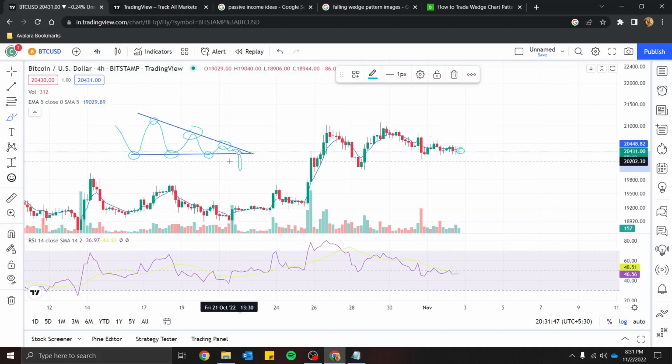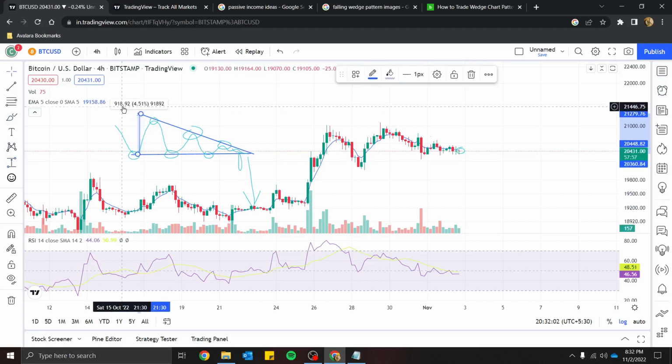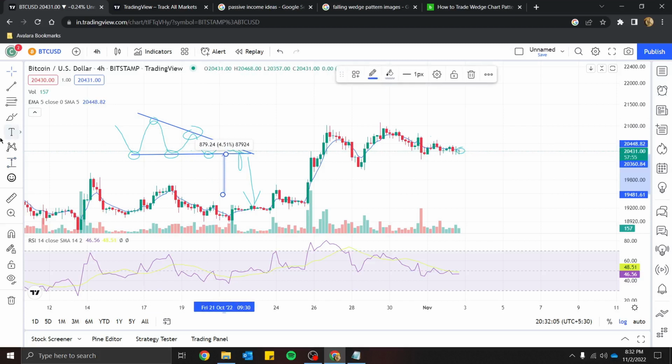As a result, the price is going to break the lower side of this triangle, and we will see a huge downside move. Our target will be the same as the length of this side, so this is going to be our target.